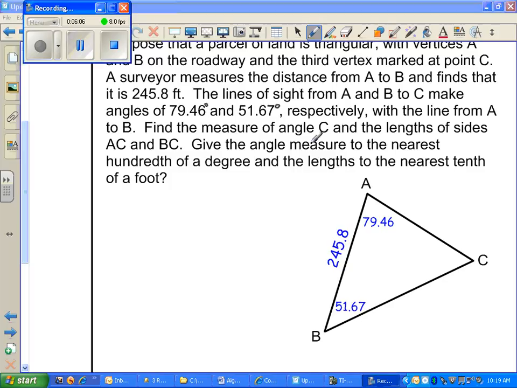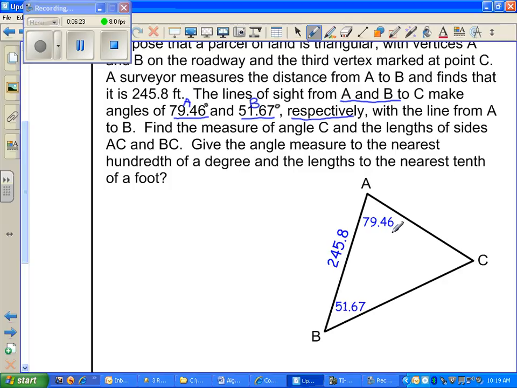You got to look for when they say the word respectively. Since it says from A and B to C, this means that A is the first one and B is the second one. So at A, I have it marked with 79.46, and at B, I have it marked with 51.67. It will make a difference when we are finding our sides.